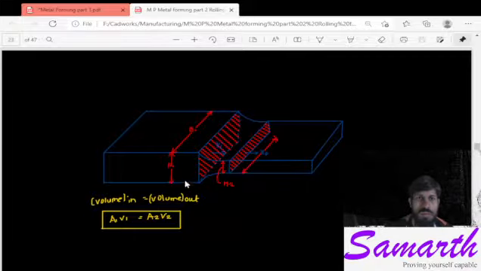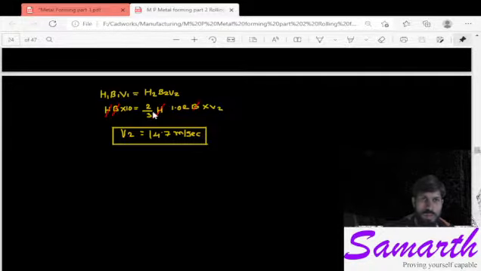A will be this shaded area, right? Area will be height into the width. A1 into B1 into V1 is equal to h1 into B1 into V1. A is h1 into A1, equal to h2 into B2 into V2.